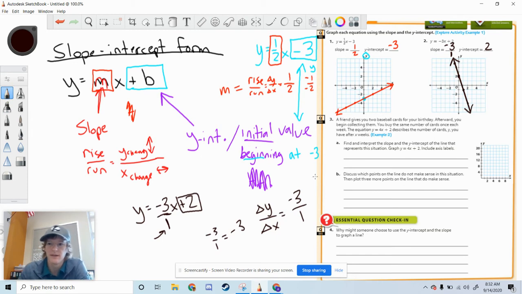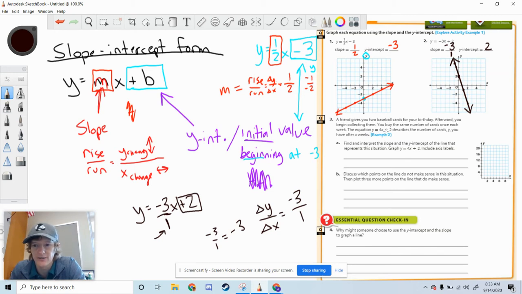The next one: a friend gives you 2 baseball cards for your birthday. Afterward, you begin collecting them. You buy the same number of cards each week. The equation y equals 4x plus 2 describes the number of cards y you have after x weeks. So they gave us an equation already.